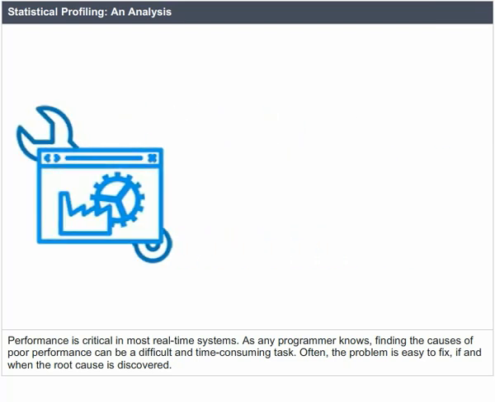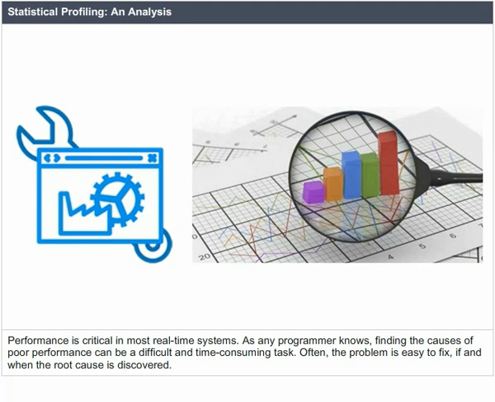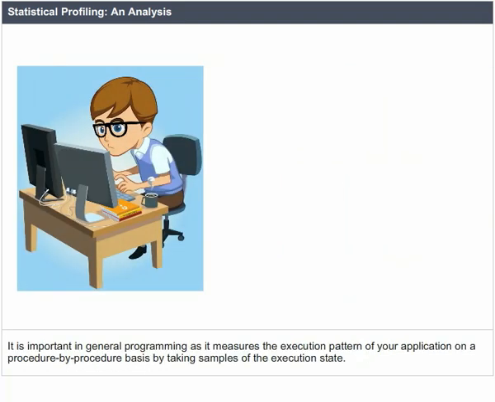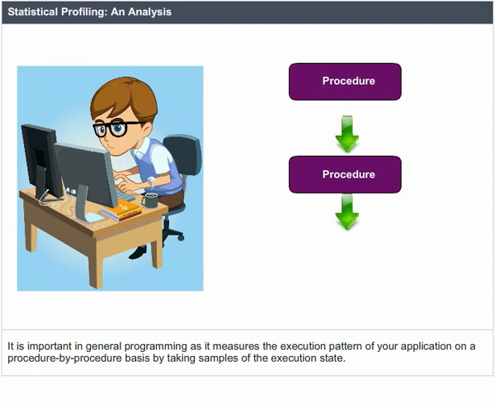Statistical profiling and analysis. Performance is critical in most real-time systems. As any programmer knows, finding the causes of poor performance can be a difficult and time-consuming task. Often, the problem is easy to fix if and when the root cause is discovered. Statistical profiling is an important tool for improving the performance of any program. It is important in general programming as it measures the execution pattern of your application on a procedure-by-procedure basis by taking samples of the execution state.